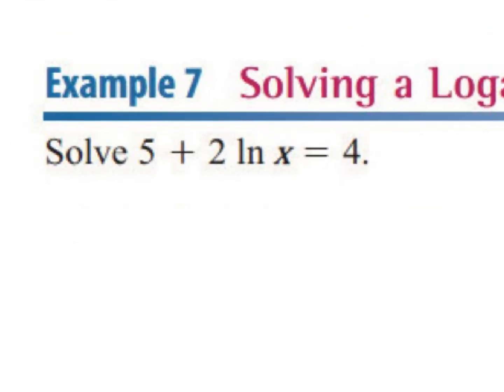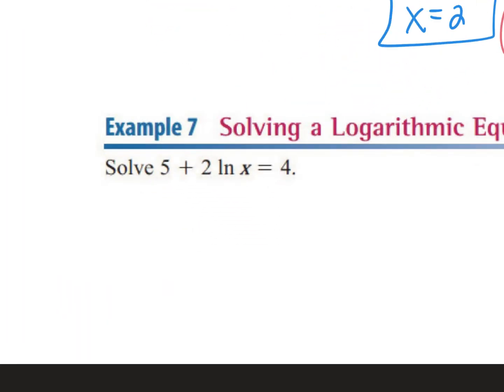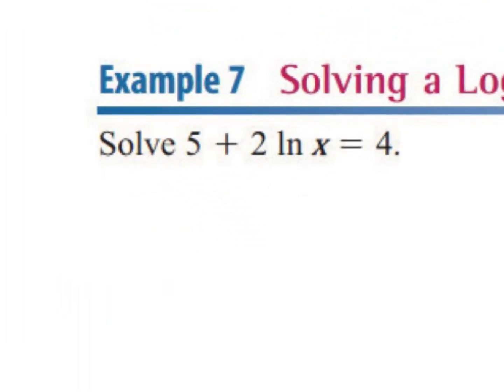All right, let's isolate here. Is this the next problem? Yeah. Isolate your natural log. I just have natural log of x. Do you see how that 2 is on the outside? So we got to get rid of it. So what am I going to do? I'm going to subtract 5.